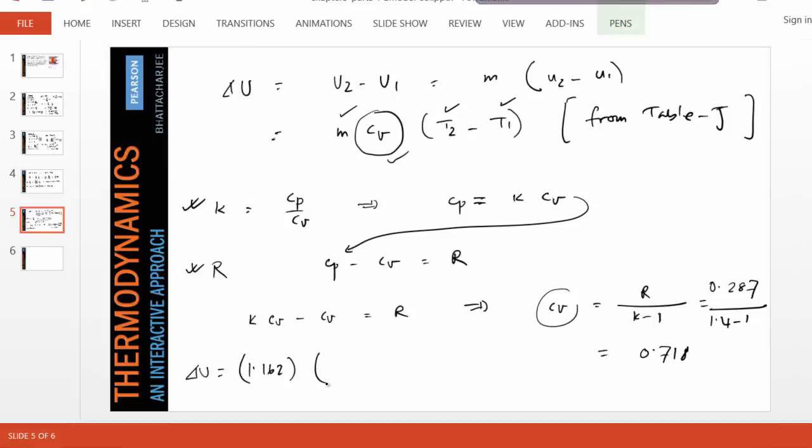Cv we just found 0.718, and the temperature difference is 754 minus 300. If we substitute these values and do the calculation, we get about 379 kilojoules. So we got all the manual answers, but you should never be satisfied unless you find a way to verify. One way is to go back and recheck every calculation.